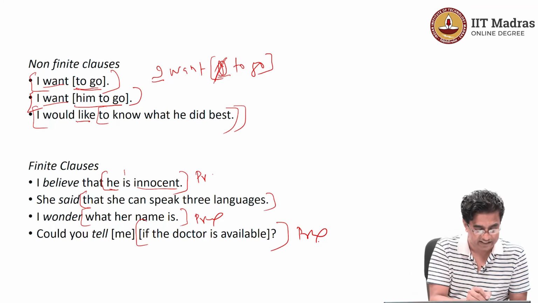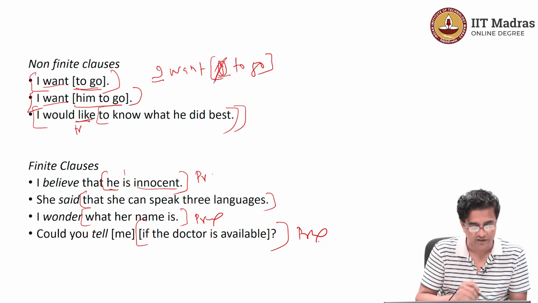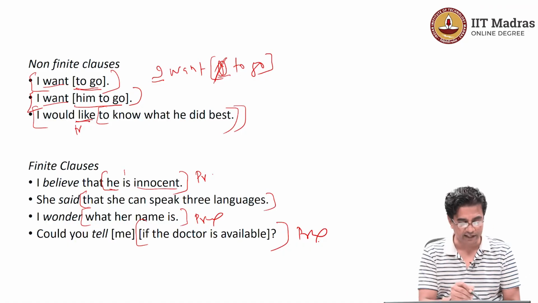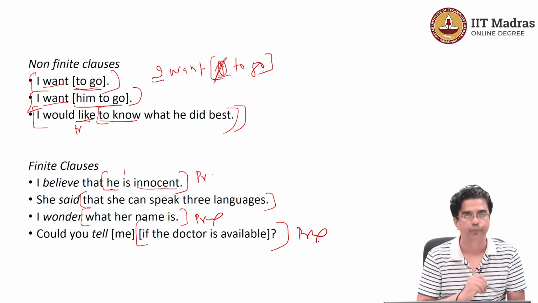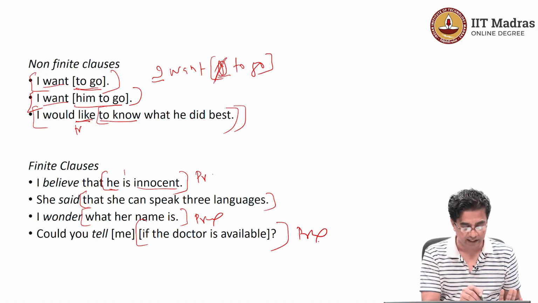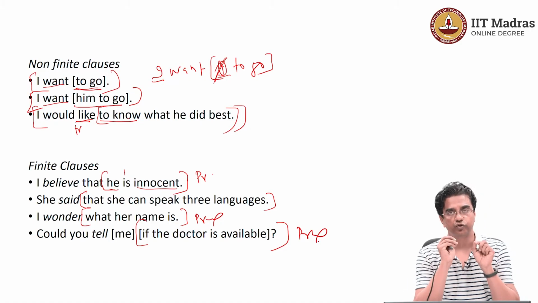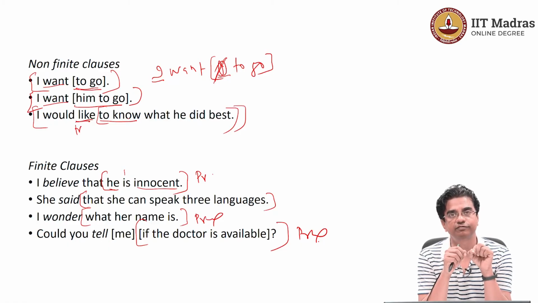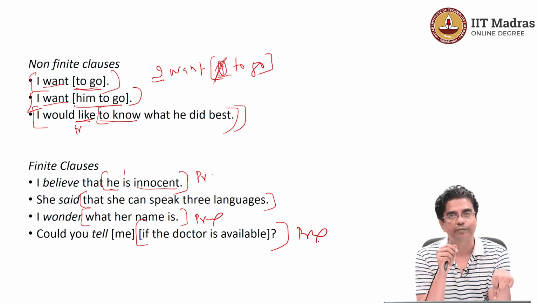Like is the matrix verb. It's a transitive verb. You would like what? I would like to know. To know, as an infinitive, satisfies the requirement of the matrix verb like, and it has an object.